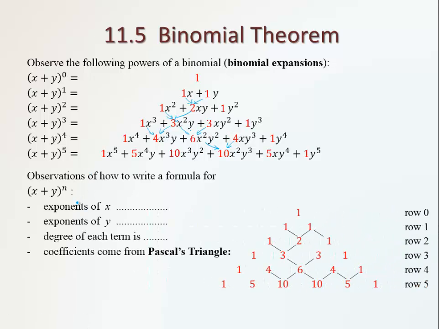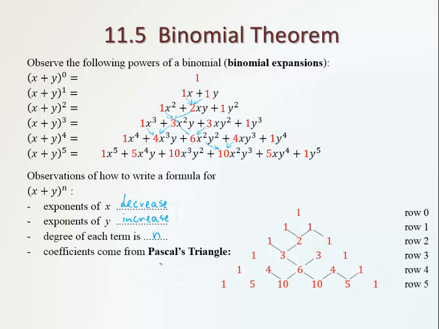Okay, let's generalize our observations for the nth power of binomial x plus y. The exponents of x should decrease. The exponents of y, the second term, increase. The degree of each term is, if that was fifth power of binomial, the degree of each term was 5. That was fourth power, the degree of each term was 4. So generally, if this is nth power, the degree of each term will be n.